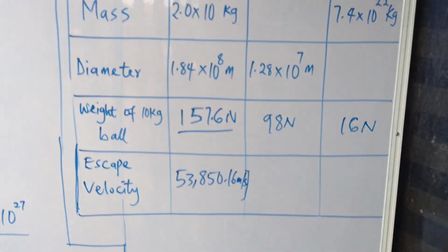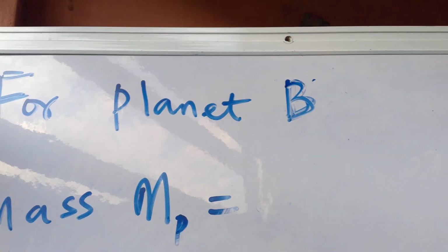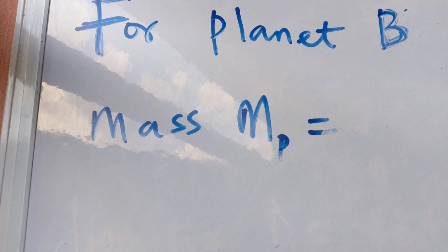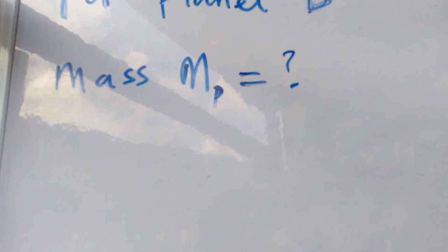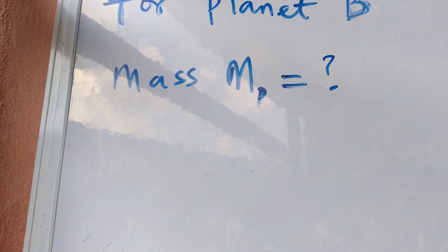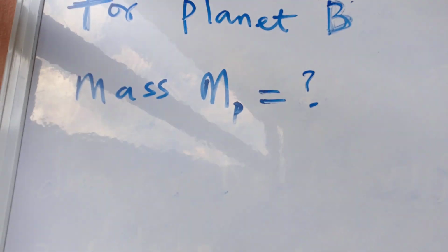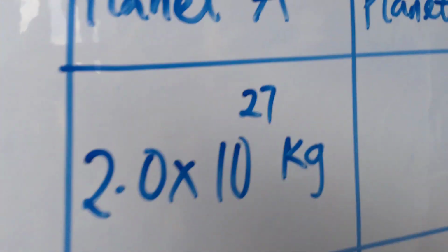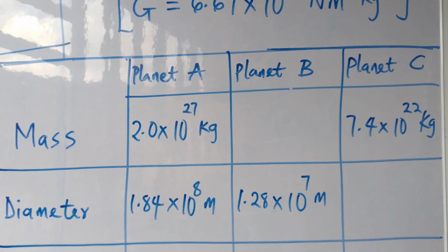Okay, so let's solve for planet B. For planet B, the mass MP is equal to a question mark. That is, the mass of planet B is unknown.